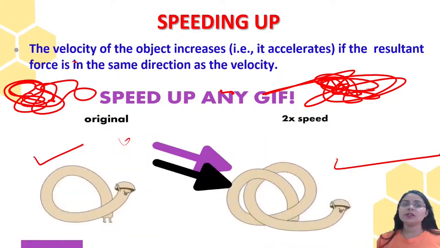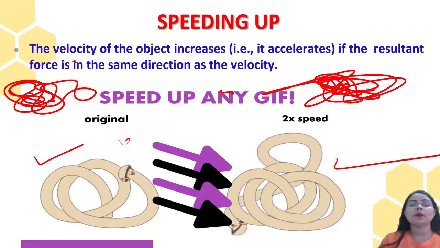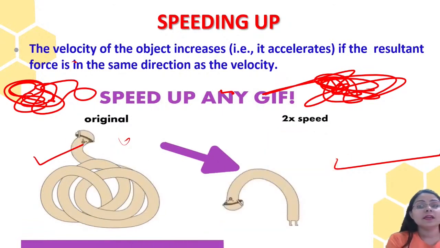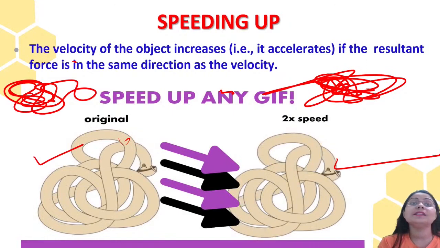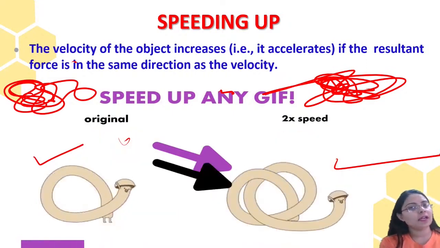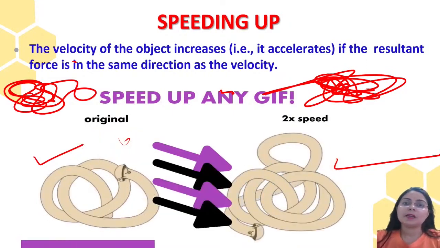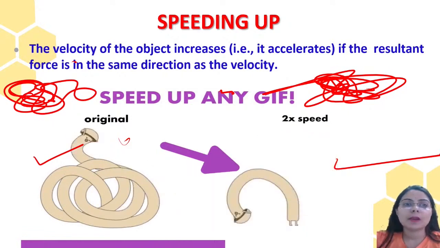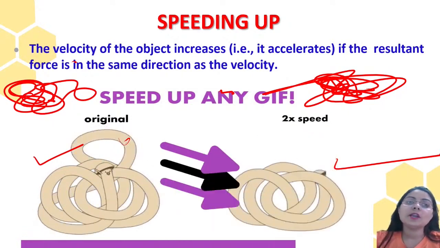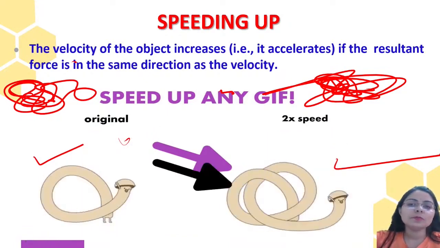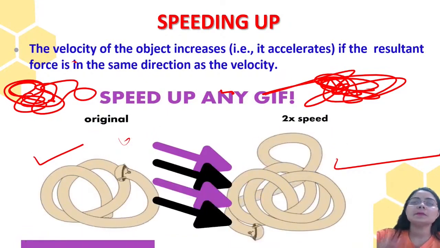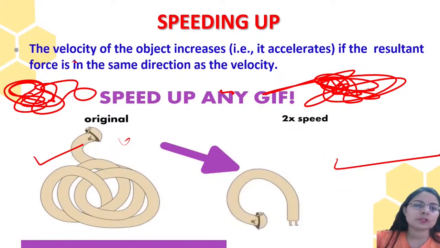So this is actually an acceleration. If the velocity of an object increases with the resultant force applied on it in the same direction, then we can say the object is speeding up. But if the force applied on this object is in the opposite direction, the object will slow down. Very simple concept, as we know so much of these things.